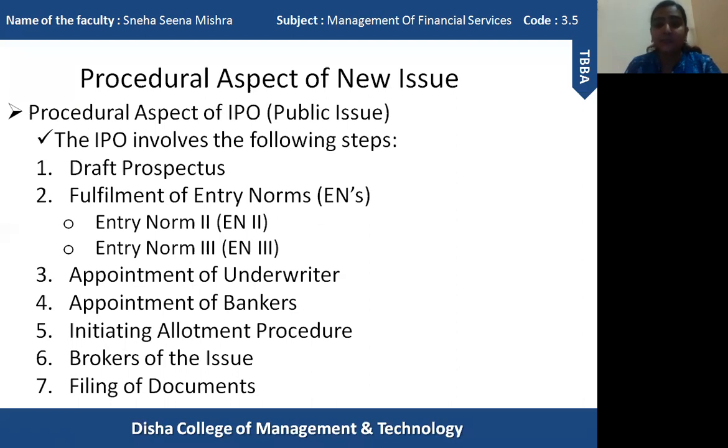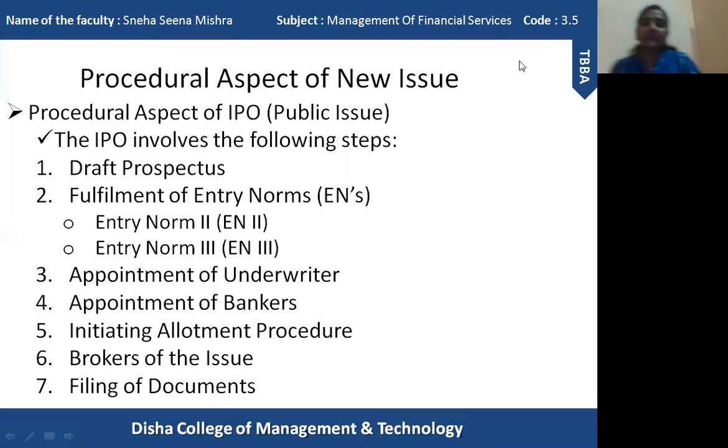The next point says that the issue size should not exceed 5 times the pre-issue net worth. Means the issue size should not be more than 5 times the total net worth. And if it happens, then IPO won't be allowed for such companies. So these are certain norms which each and every company needs to follow if they wish to go for IPO.